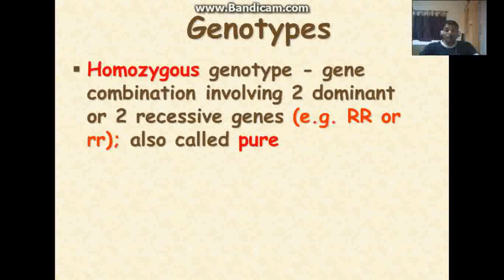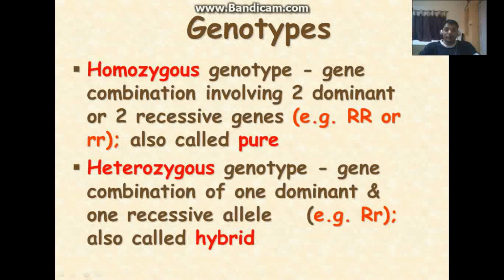Now homozygous: gene combinations involving two dominant or two recessive genes. It could be either both dominant, RR, or both recessive, rr. In both these conditions, they are called pure. Heterozygous: gene combinations of one dominant and one recessive allele. Here, as you can see in the example, one capital R and one small r.